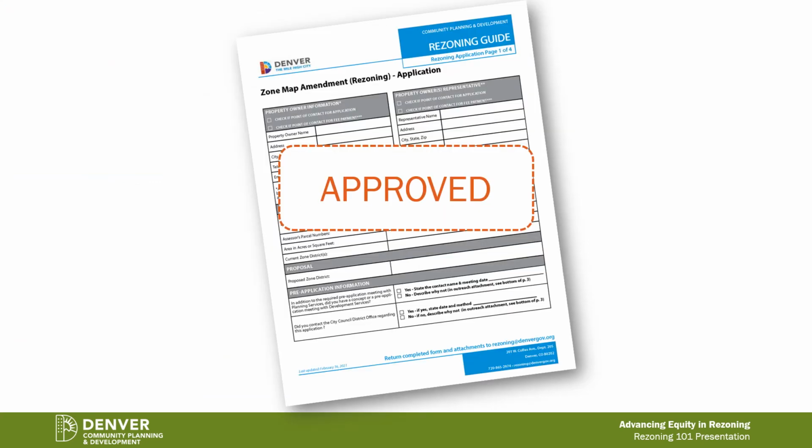If City Council approves the application, then there is a final mayoral signature required before the zoning change goes into effect. After that, the applicant would still need to proceed to building permits and other city-related processes before moving forward with any development.